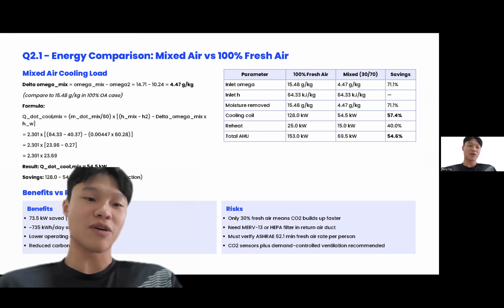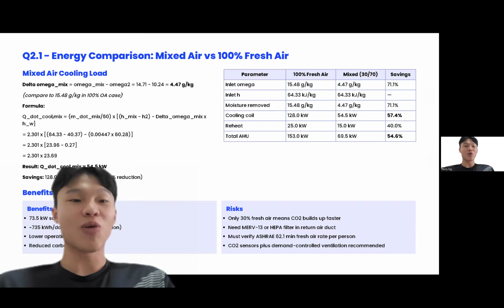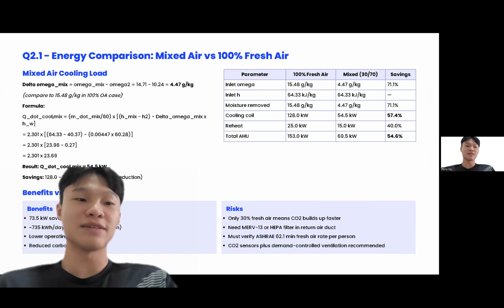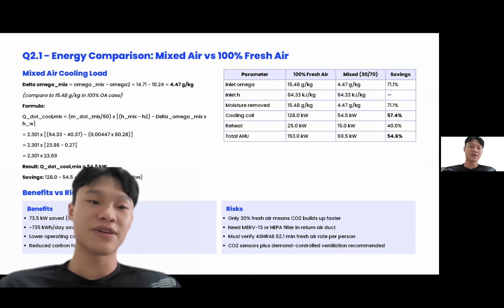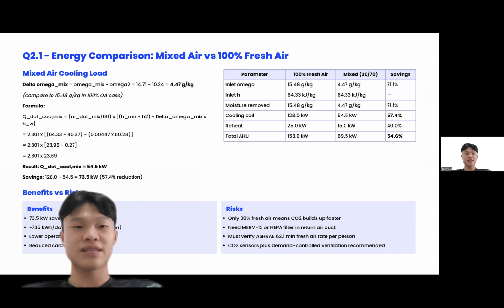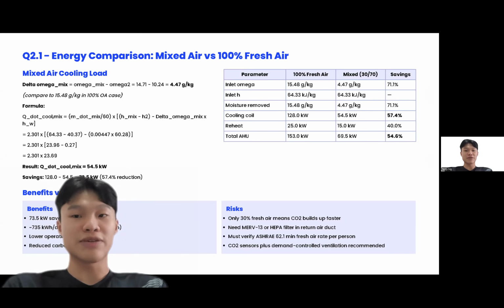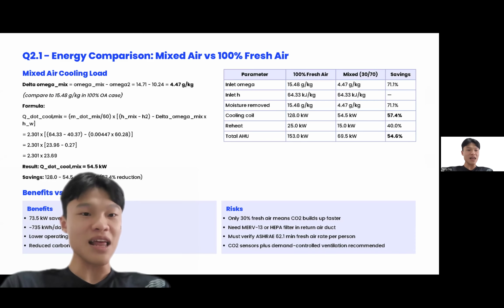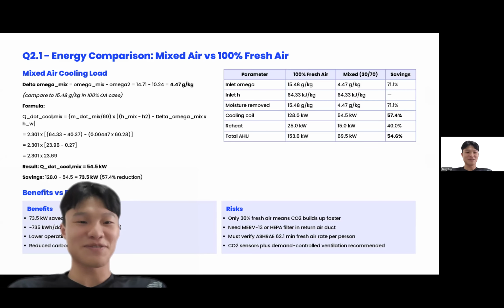Applying the same first law formula, 2.301 times 23.69 gives a value of 54.5 kilowatts. The saving is 128.0 minus 54.5, which equals 73.5 kilowatts, a 57.4% reduction in the cooling load. As shown in the comparison table, the total AHU load falls from 149.8 to around 77 kilowatts, roughly a 48 to 55% reduction.